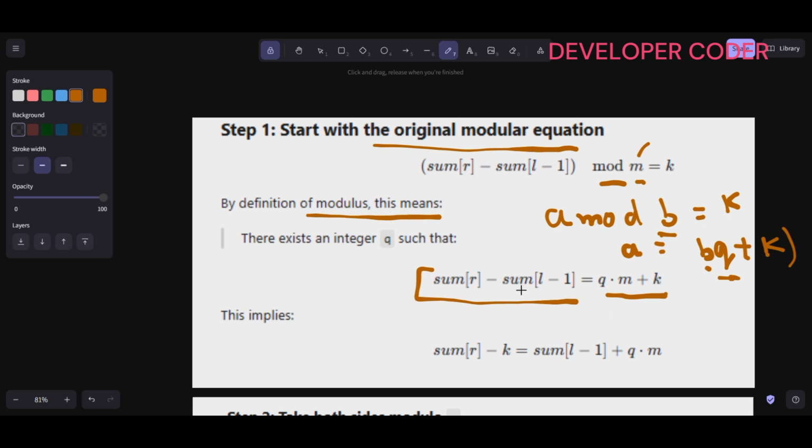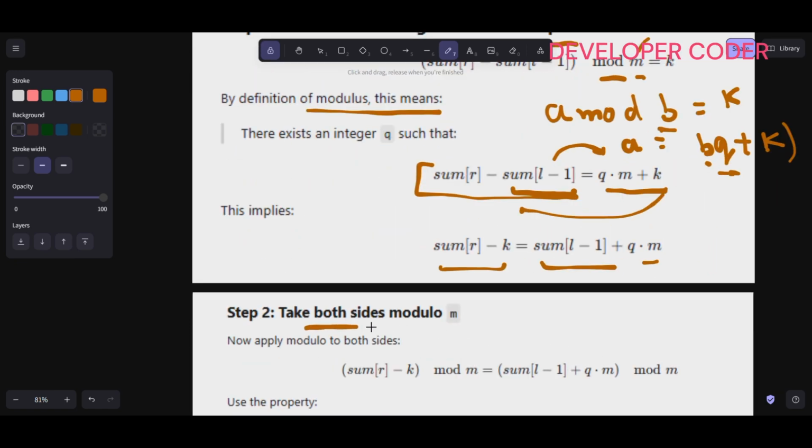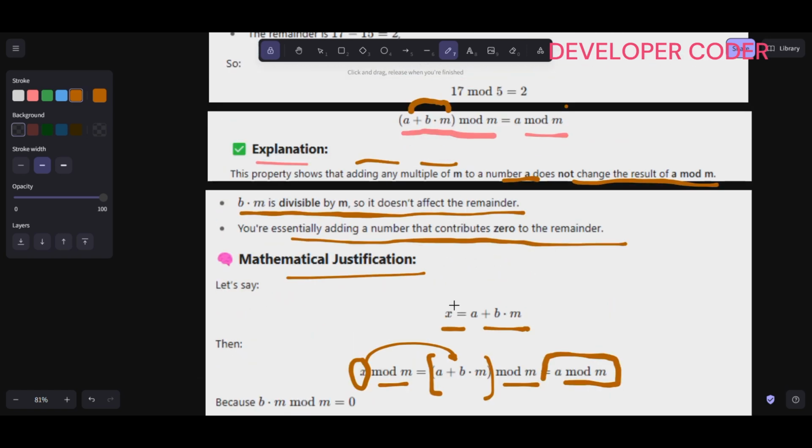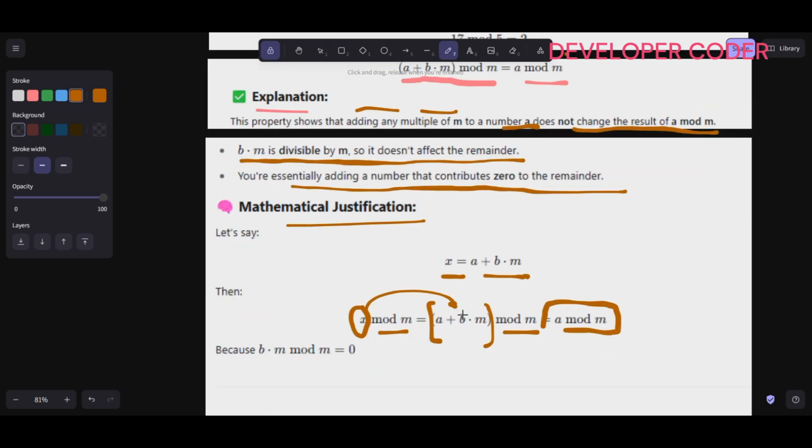So we can also do one thing here. This sums of L minus 1 we can take over to this side, so this is going to become positive, and K is going to come here, so this becomes sums of R minus K equals sums of L minus 1 plus Q times M. Now take both sides modulo M. This side add mod M, and this side also add mod M. Done, no change. Now see this equation: (A plus B dot M) mod M is equal to A mod M. We already know this, so I proved this equation here, right?